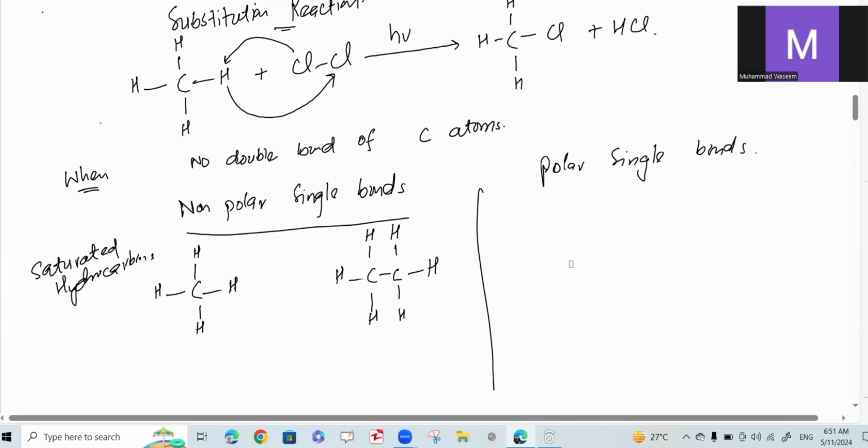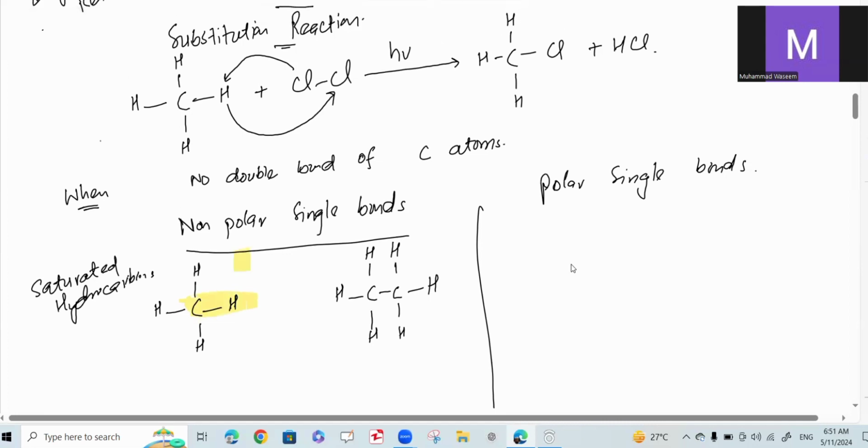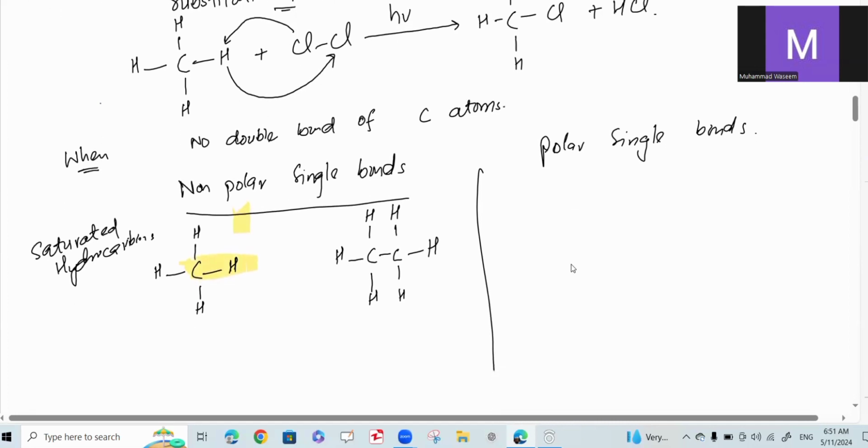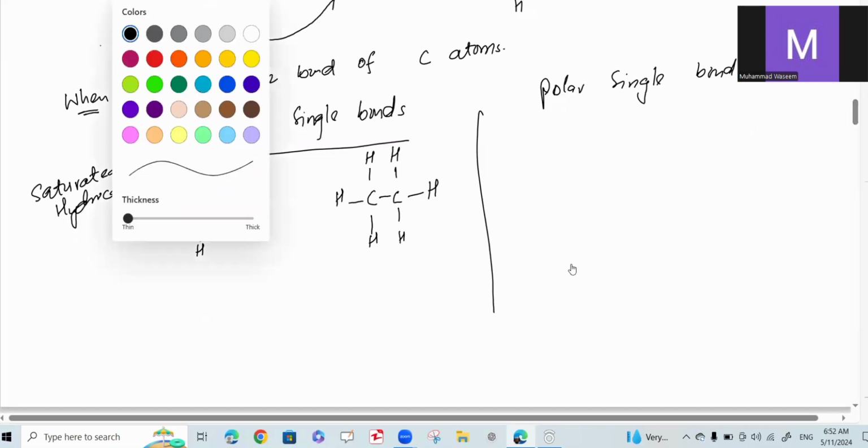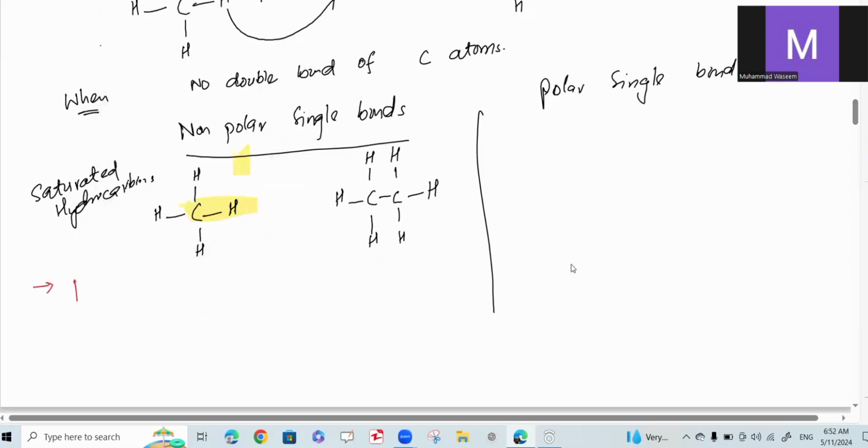So you will see that this carbon to hydrogen bond is non-polar. In the same way all these bonds are non-polar, because the electronegativity difference between carbon and hydrogen is very small, so that is ignored, and that's why they have non-polar bonds. Now here they will show which type of substitution reaction? It shows free radical substitution reaction.